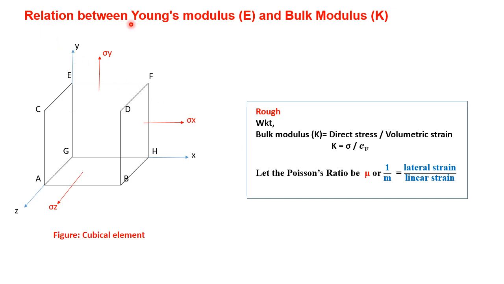Here in the relation between Young's modulus and bulk modulus, we will consider a cube which is subjected to three mutually perpendicular tensile stresses of equal intensities. Equal intensities means that the magnitude of the stress as well as the nature of stress is the same. That's why sigma x is equal to sigma y is equal to sigma z is equal to sigma.